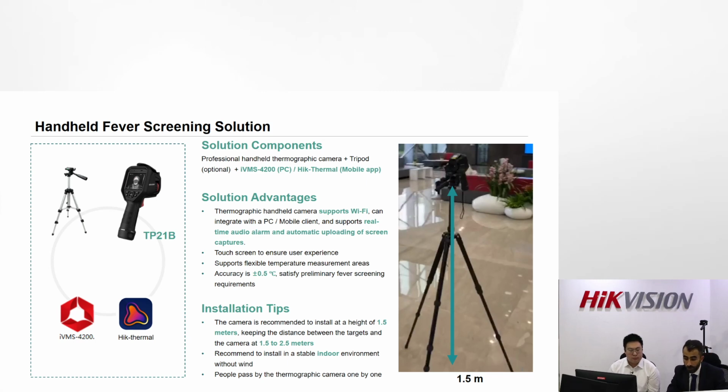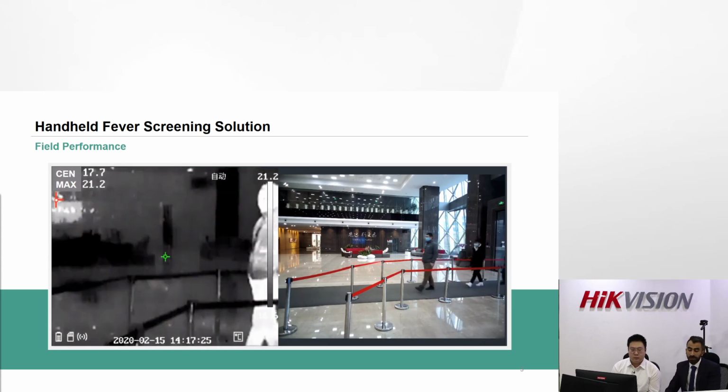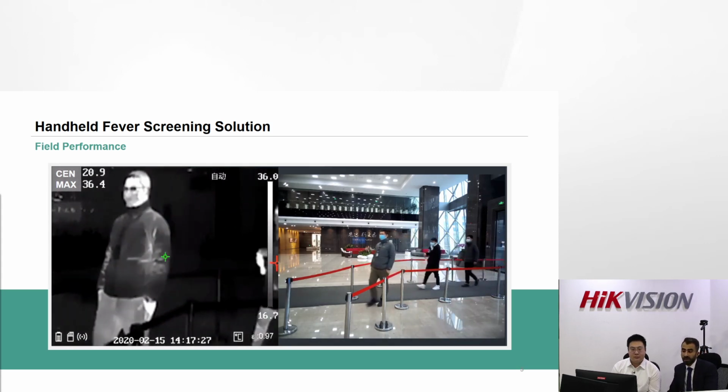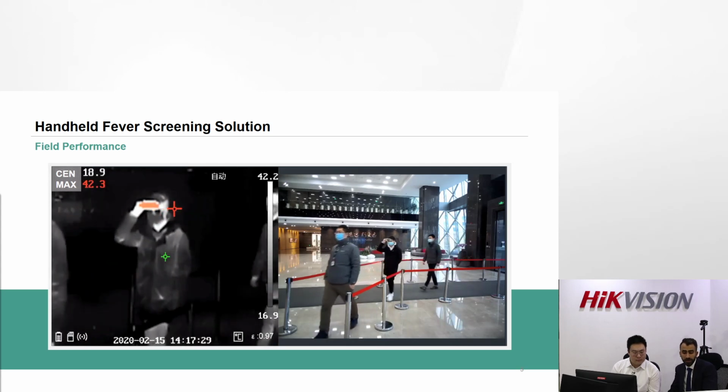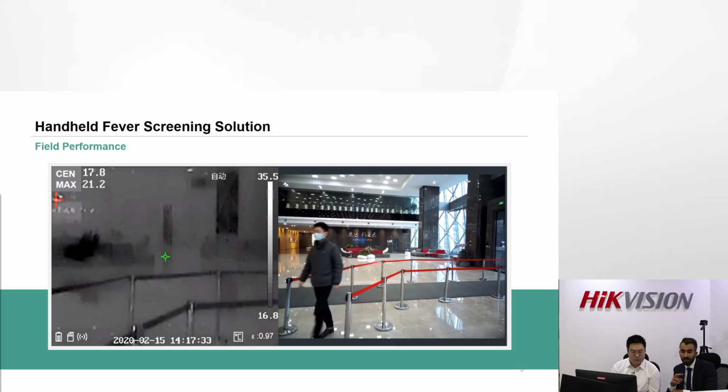So now we'll go to the next solution. Before that, we'll show the video for our handheld solution. It's preferred to use the handheld thermographic meter to detect one by one and keep about 2 meters between each person.